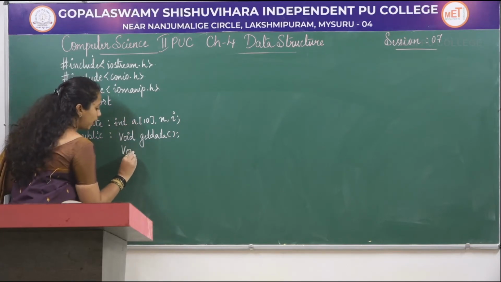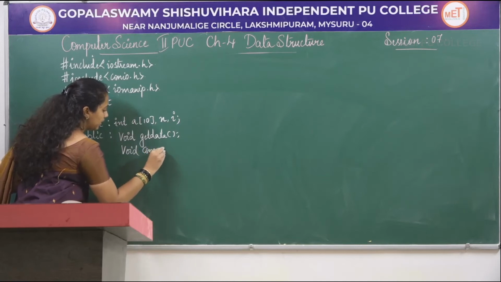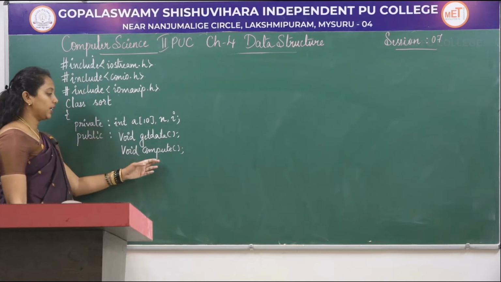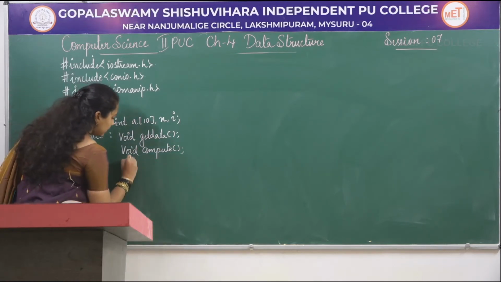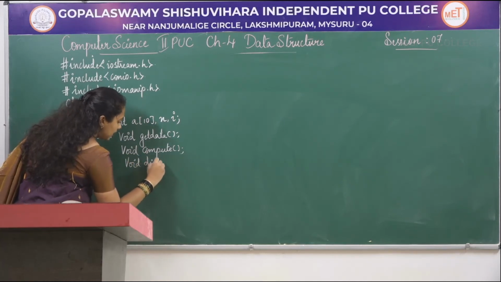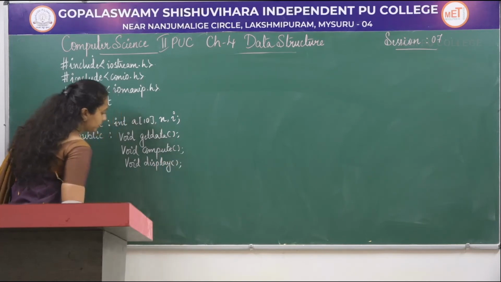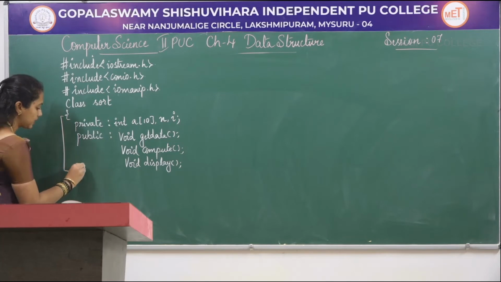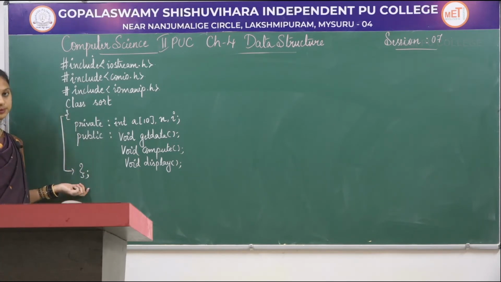Next is void compute. In this compute function, we are going to write the required calculations, and in the display function we are going to display the output. So I am going to close this class using a semicolon.